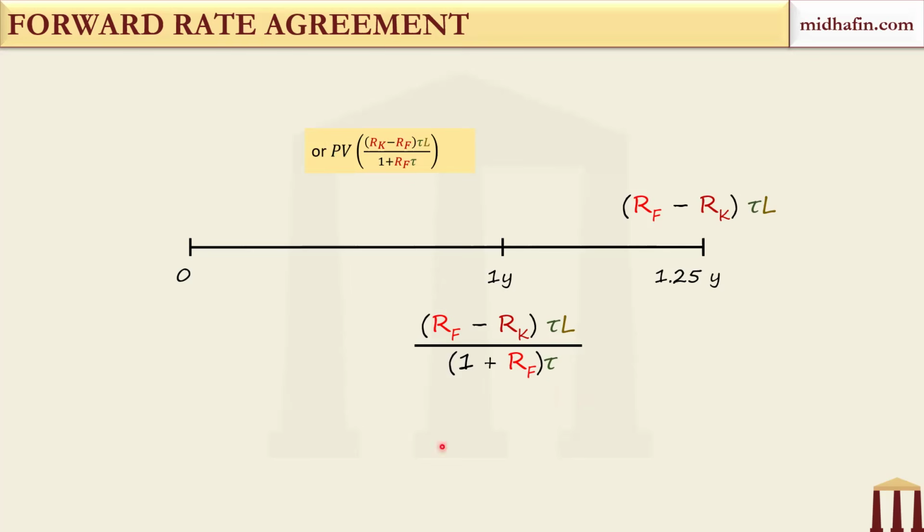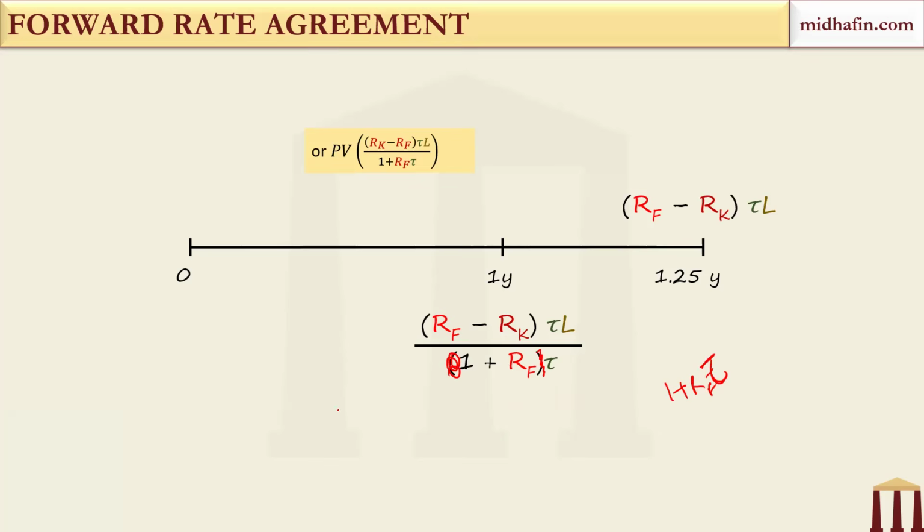Here this tau will get cancelled. There's a small mistake. It's a typo. This bracket will not be there. Sorry. Small mistake. This will be simply 1 plus RF times tau. Tau is 3 months.